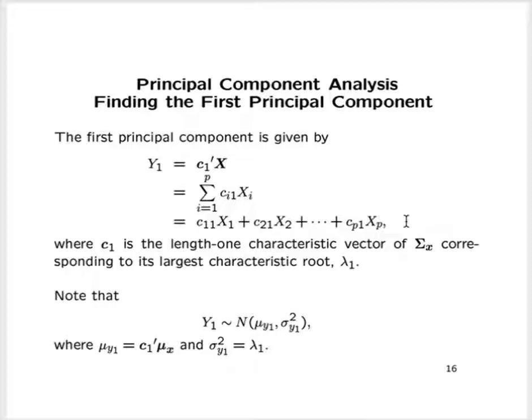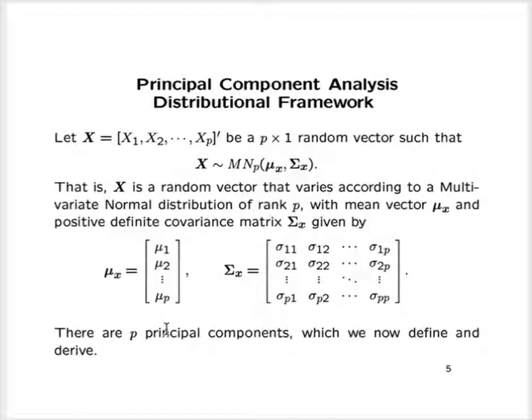Now, I would point out that if the original response vector, x, is p-dimensional multivariate normal, then this first principal component, y1, which is a univariate random variable, has a univariate normal distribution with mean mu sub y1 and variance sigma squared sub y1, where the mean of y1 is given by this same linear combination, not of the x vector, but of the mean vector. So to find the mean of y1, the first principal component, we just take the same linear combination. We use these same c values and apply them to the mean vector.